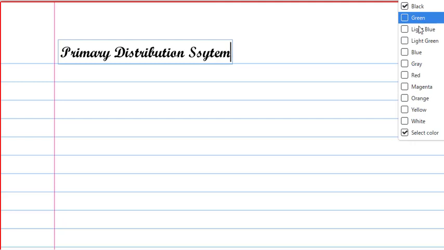The primary distribution system consists of two parts. Number one is your main canal, and second one is branch canal. So branch canal and main canal fall in the category of primary distribution system.